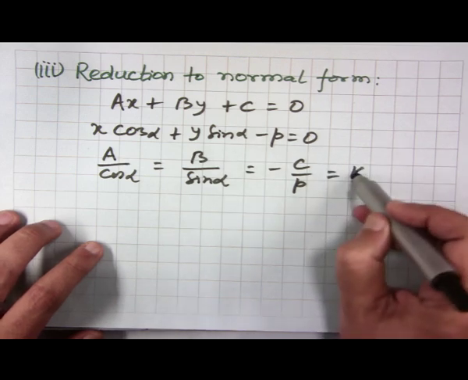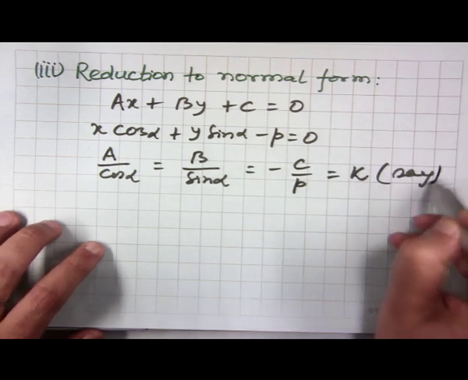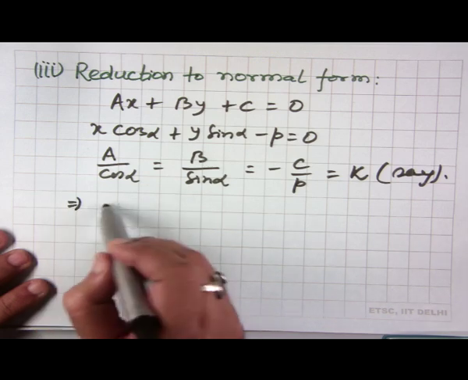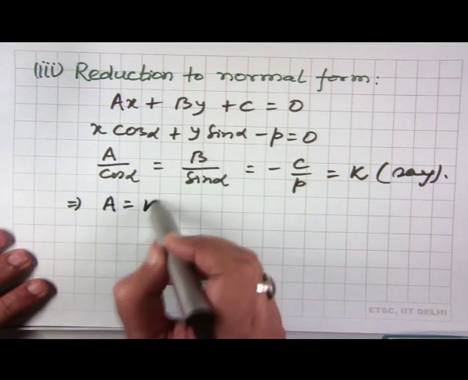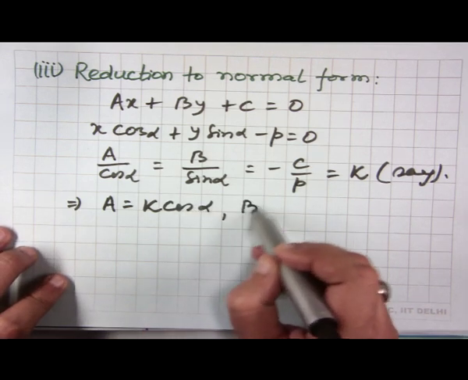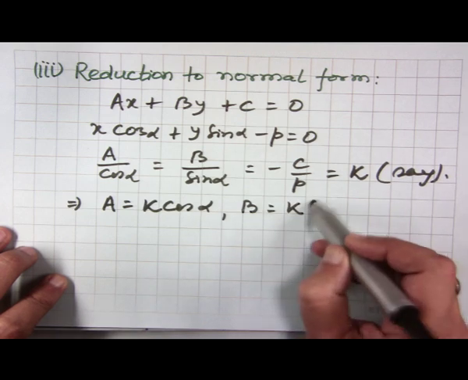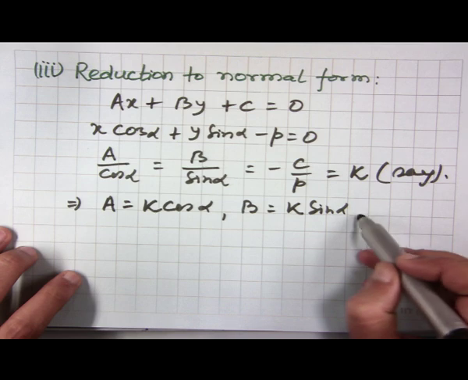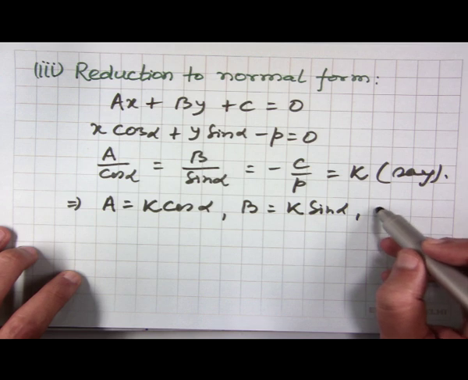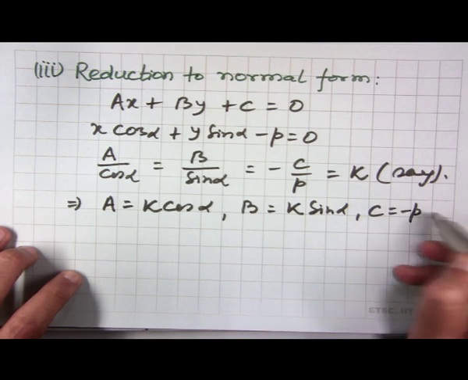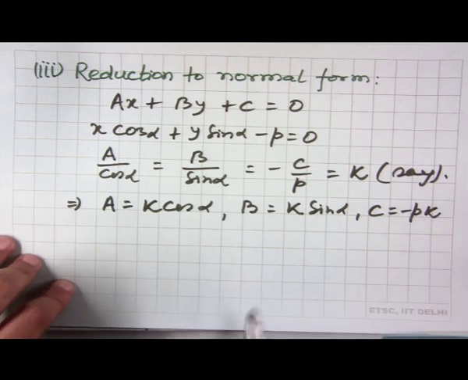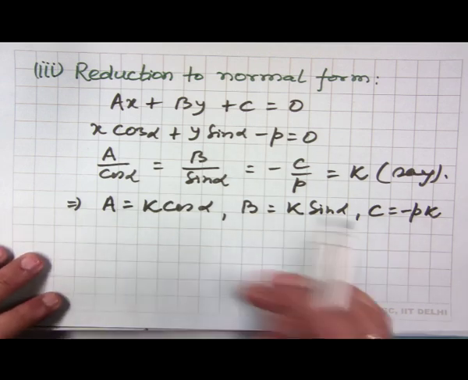Let this be equal to k. So a is equal to k cos alpha, b is equal to k sin alpha, and c is equal to minus pk, or p is equal to minus c by k.